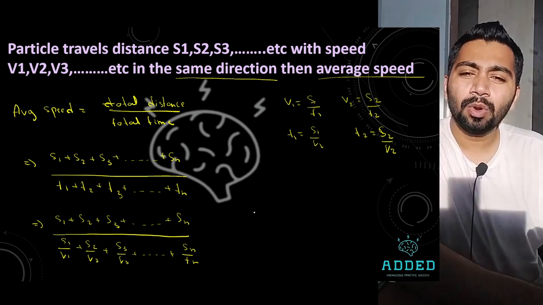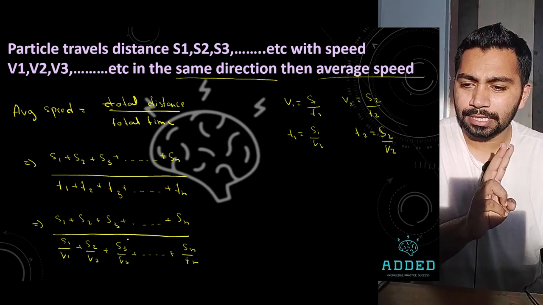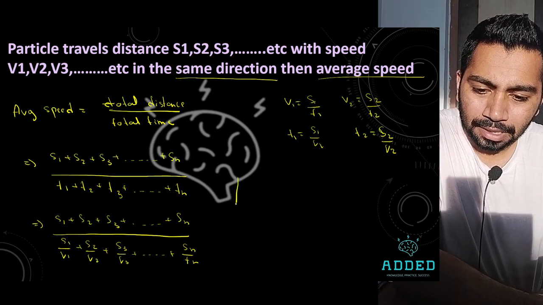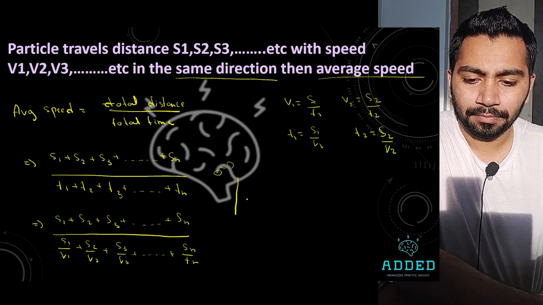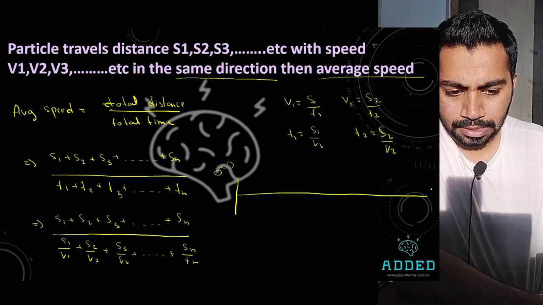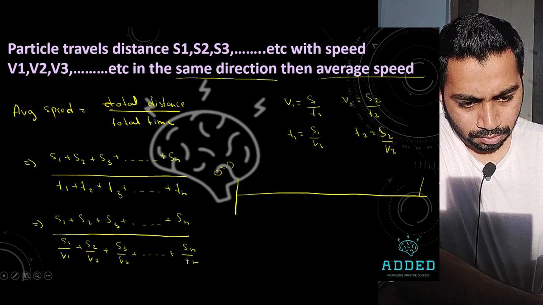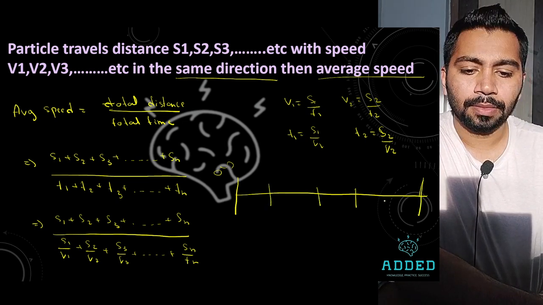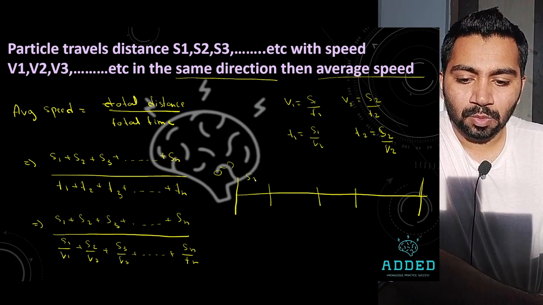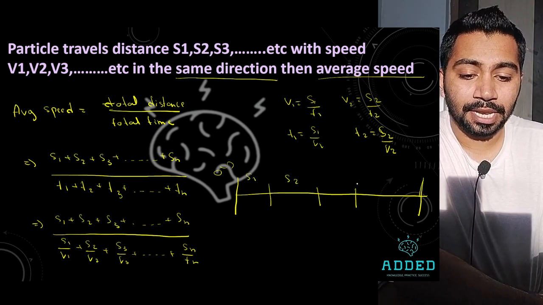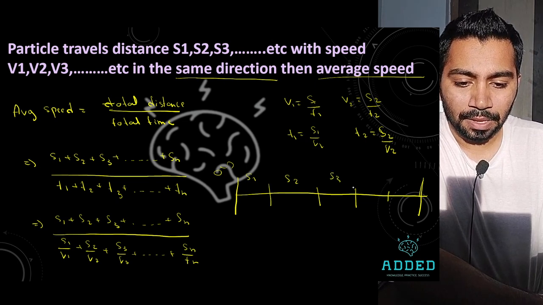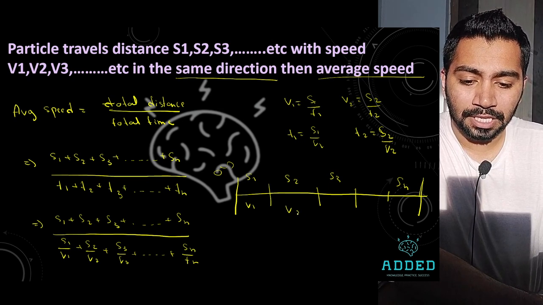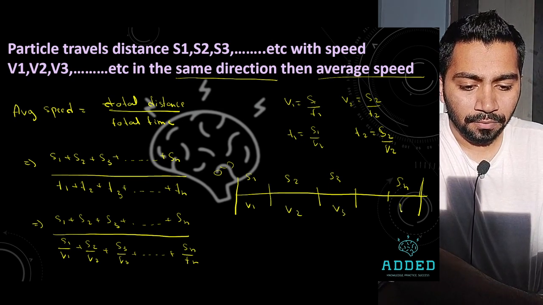Now let us take only two cases, two points. I will explain what they are telling. It is very simple. There is an object, and it travels distance 1, distance 2, distance 3, up to distance n. At these distances the velocity is v1, velocity is v2, velocity is v3, up to velocity vn.